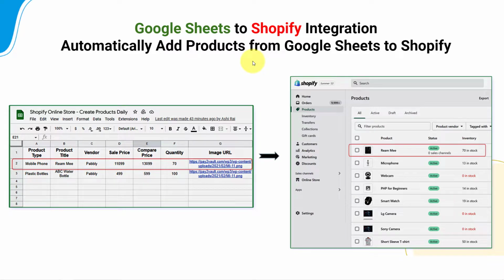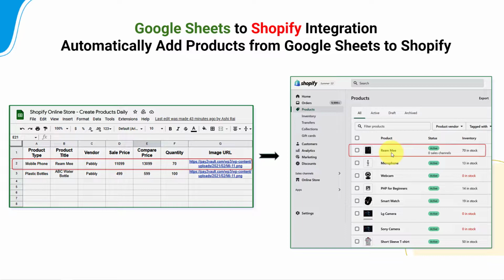Hello everyone, in this video we will learn how to automatically add products from Google Sheets to Shopify. So imagine that you add the product details in your Google Sheets on a daily basis, and you also have to create the same product in your Shopify store by copying the details from the sheet and then manually creating the same product in Shopify.